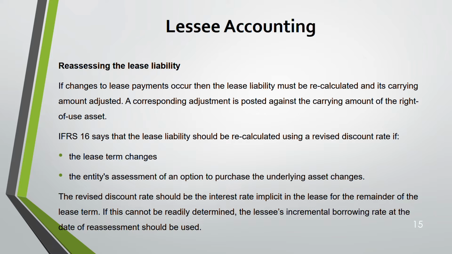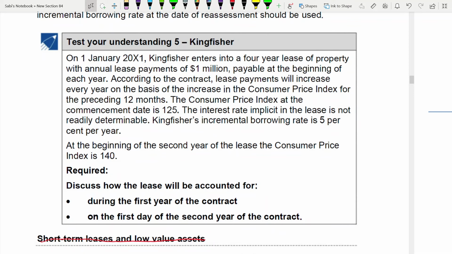So let's do a small question. Test understanding 5, Kingfisher. Here you are supposed to first account for the lease during the first year of the contract and during the second year.